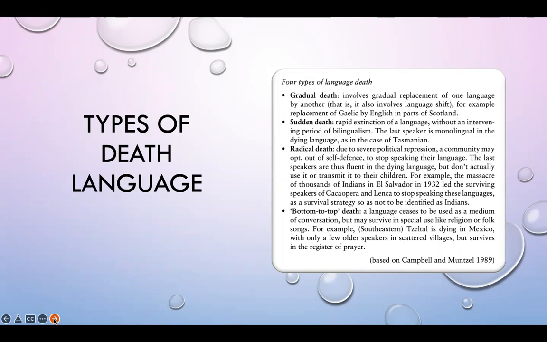And also bottom to top death: a language ceases to be used as a medium of conversation, but may survive in special uses like religion or folklore, like Tezcatl in Mexico, with only a few older speakers in scattered villages, which survives in the register of prayer. So sometimes these languages survive because people practice them in their religion, in their prayers.